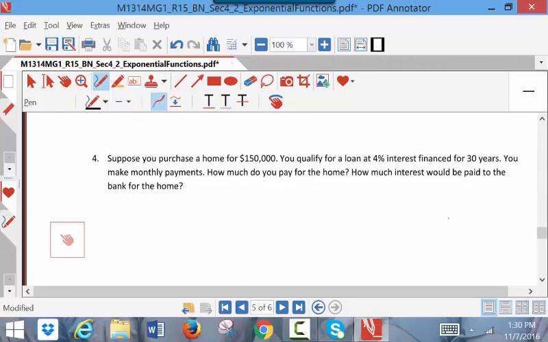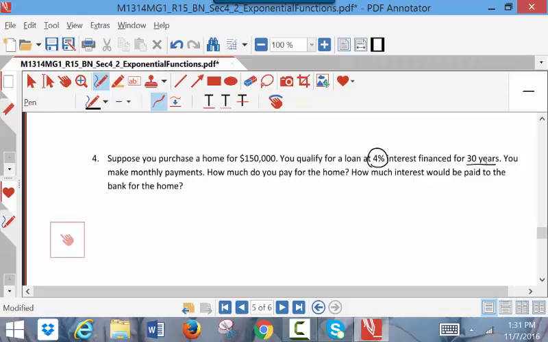Suppose you get a starter home for $150,000, and this is not a fancy home, but it's a nice enough home. It's $150,000. You qualify for an amazing interest rate of 4% because you're a first-time buyer. Okay, back when I was your age, the interest rate was 12% for purchasing a home. It was terrible, okay? So it's 4%.